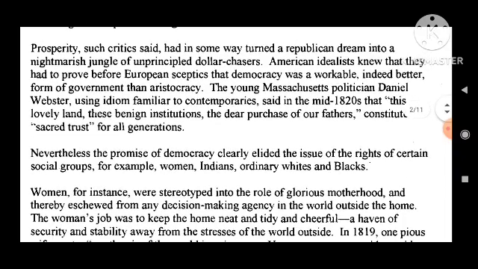So, American people were in aristocracy, whereas European skeptics preferred democracy. American idealists knew that they had to prove before European skeptics that democracy was a workable, indeed better form of government than aristocracy.